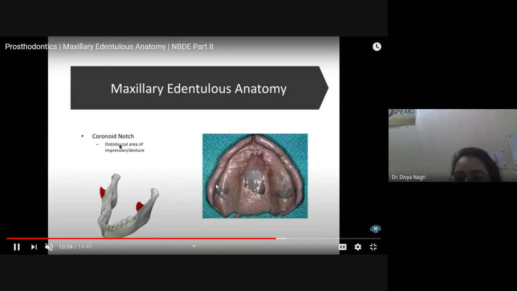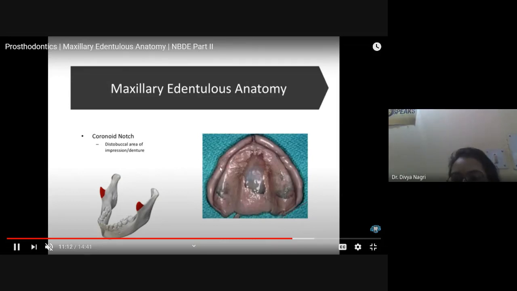This is the impression which you can see. This is the labial frenum which is being recorded in the impression. This is the buccal frenum which is recorded in the impression. Please be clear, you will see the vestibule in the patient's mouth, but on the impression you will have borders. This is the labial border, which is recorded when the material flows into the vestibule. When the material flows into the labial vestibule, the labial border is formed. This is the labial frenum.